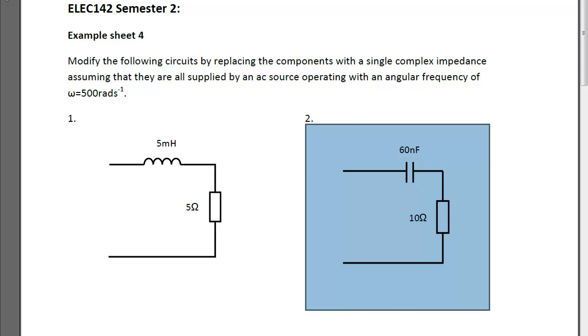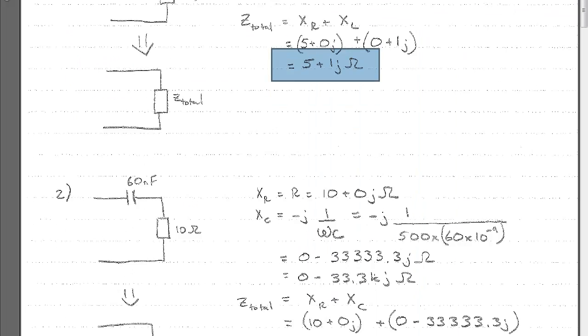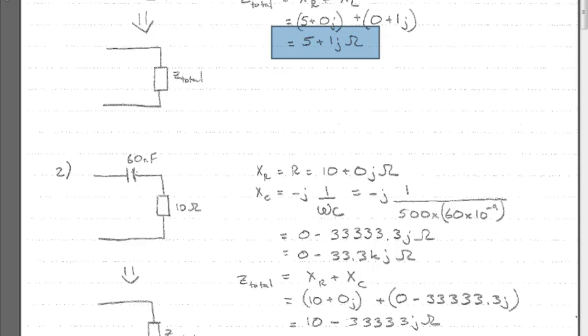Let's have a look. So question 2, what we can see here is we've got our series circuit again. We've got our capacitor and our resistor, and what we want to do is convert it to this form where we've just got one complex impedance, which is Z total. That's what we're aiming for.